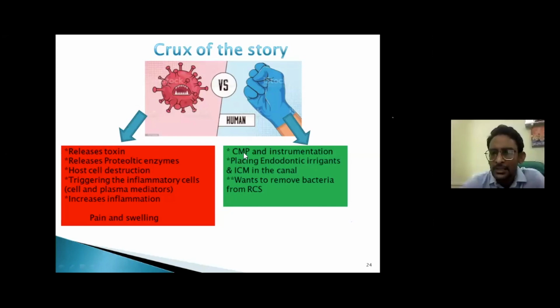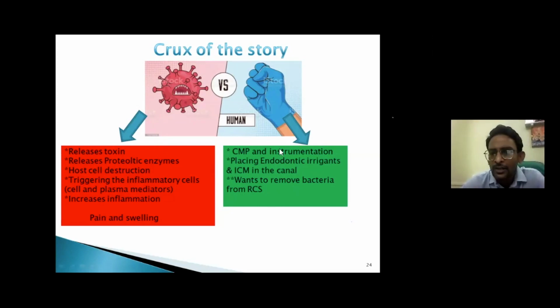We do the CMP, chemomechanical preparation, instrumentation, and then we place various endodontic irrigants like sodium hypochlorite, chlorhexidine, hydrogen peroxide, and various other materials. And we also use intracanal medicament in the form of chlorophenol or calcium hydroxide in the canal. So we as humans want to protect our space, that is root canal space, from the bacteria. But the bacteria has already gained entry into the root canal and it stays there.